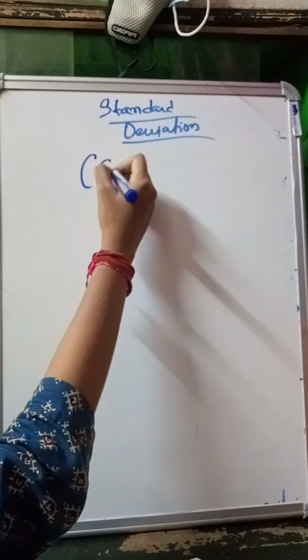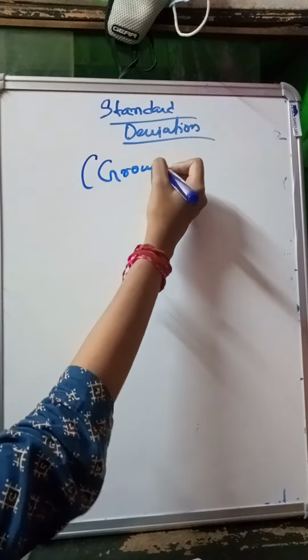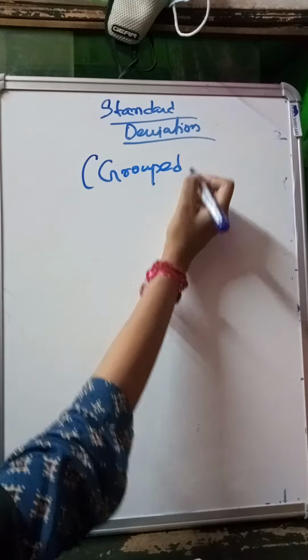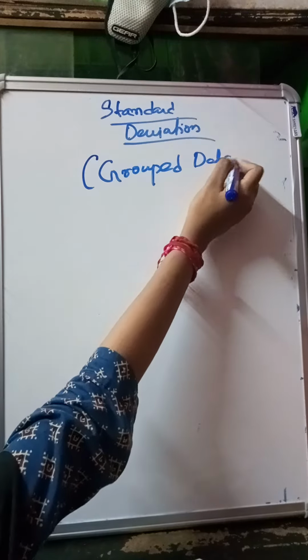So today we will be discussing standard deviation for grouped data. For ungrouped data, I have already discussed two types. Now for grouped data, generally we change both the scale and the origin of a variable to make the calculation easier.